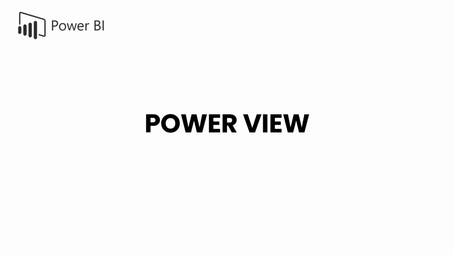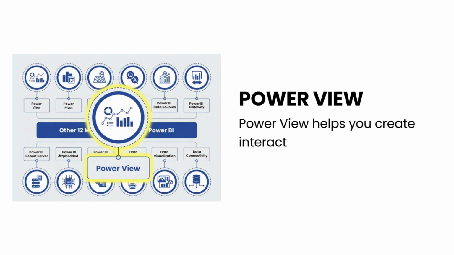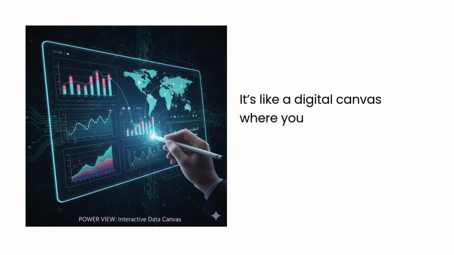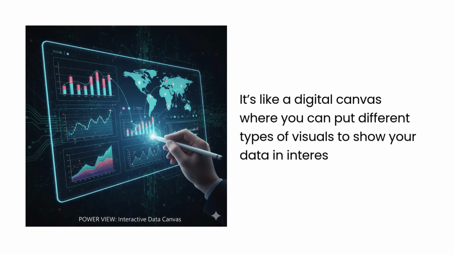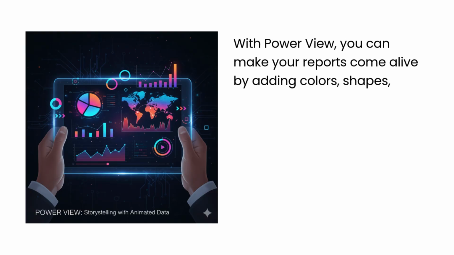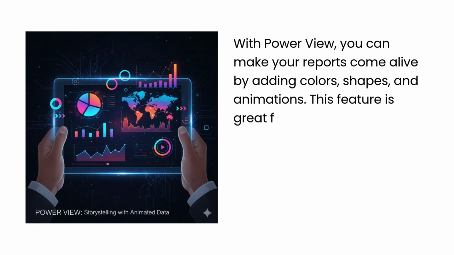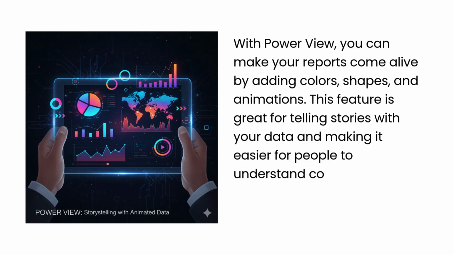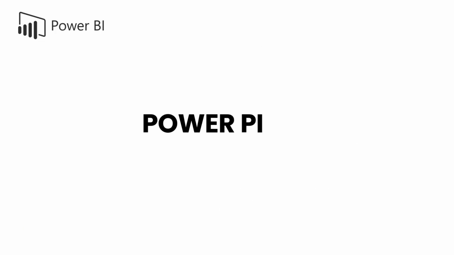Next is Power View. Power View helps you create interactive charts, graphs, and maps. It's like a digital canvas where you can put different types of visuals to show your data in interesting ways. With Power View, you can make your reports come alive by adding colors, shapes, and animations. This feature is great for telling stories with your data and making it easier for people to understand complex information at a glance.